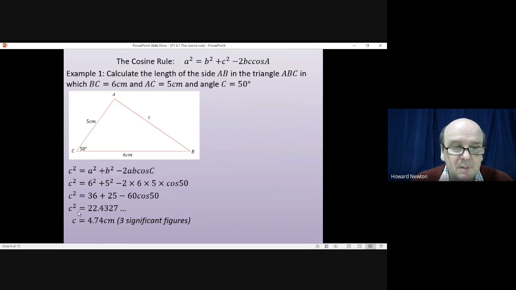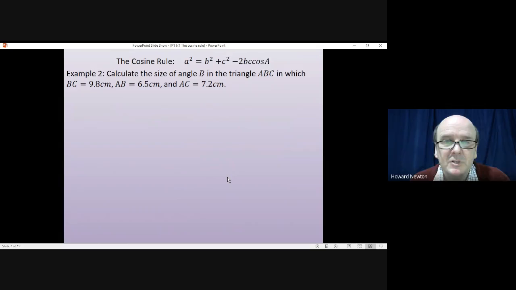When you square root a number normally, the answer could be plus or it could be minus. But the length of a side is a scalar quantity. It has to be positive, so it can't be the negative value. So c must equal plus 4.74 to 3 significant figures.